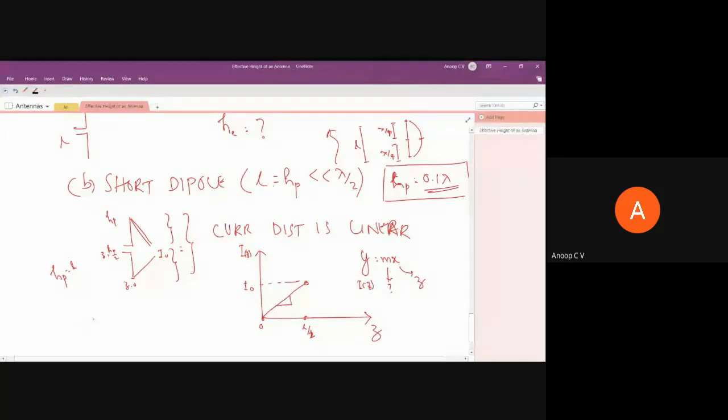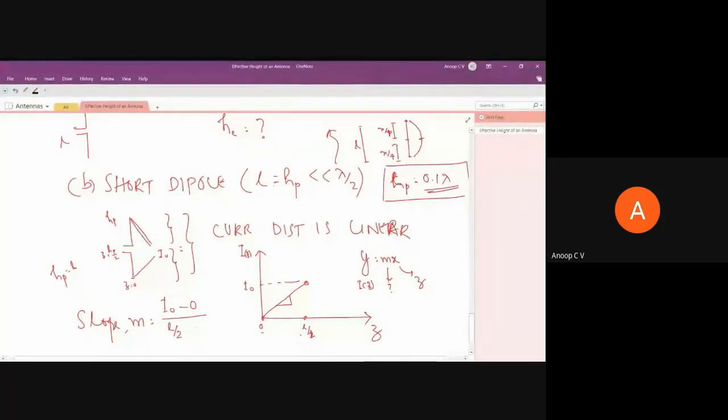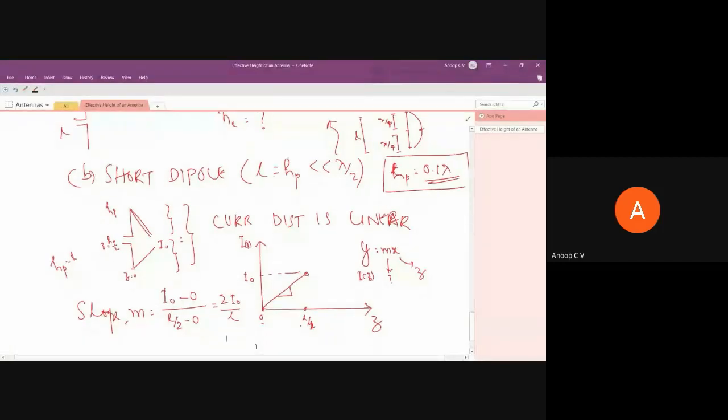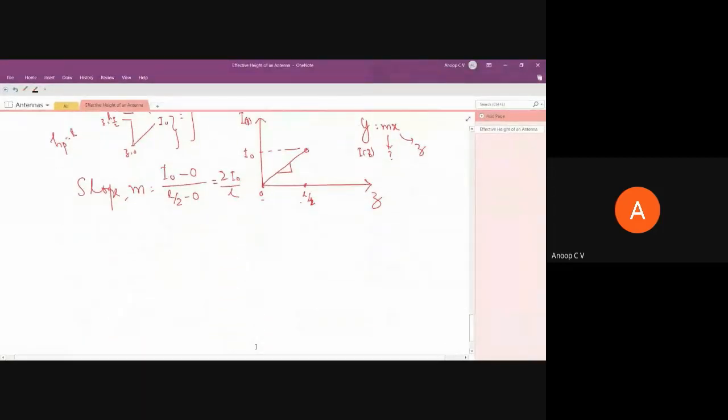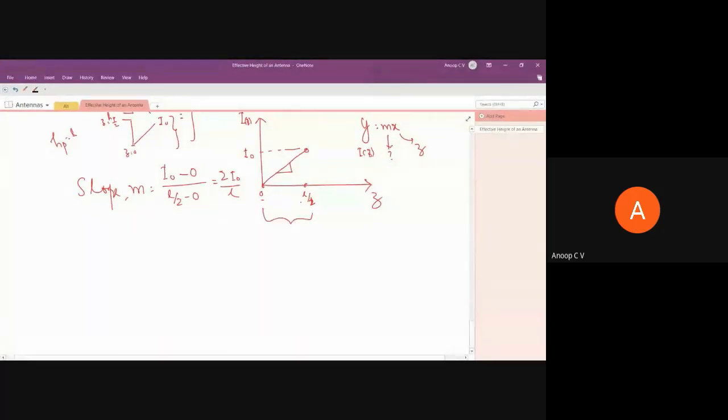In this case, slope m will be equal to, you can see, when z is changing from 0 to L by 2, current is changing from 0 to I0. So it is I0 minus 0 divided by L by 2 minus 0, right? That will be 2 I0 by L, right? For a length of L, the current changes by an amount 2 I0. That is over this length, that is how the current is distributed. So I can straight away write current as a linear function of z, right?